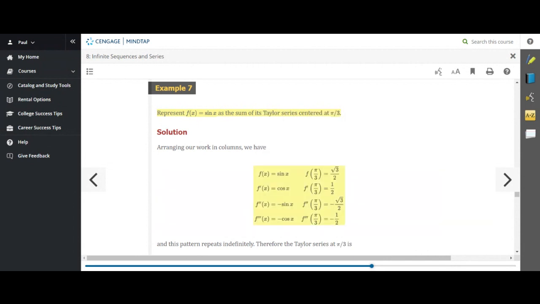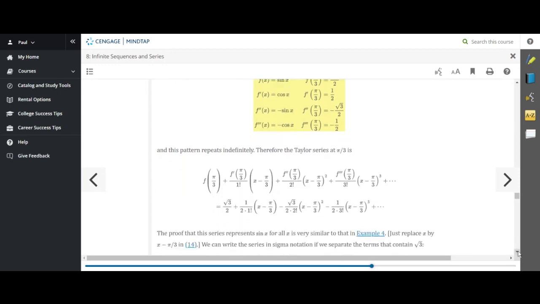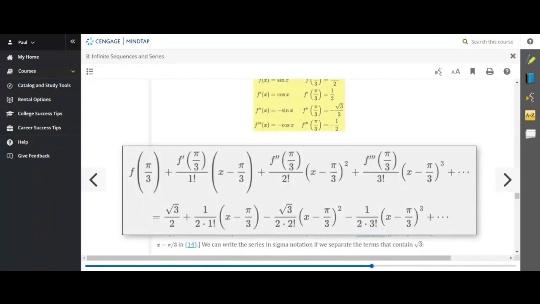It's not a Maclaurin series because a is not equal to 0. Here, a equals pi over 3. But the idea is the same. Generate enough terms, evaluate enough coefficients, substitute those coefficients in the Taylor series so you can detect a pattern. You see, that's the idea. So they do that.